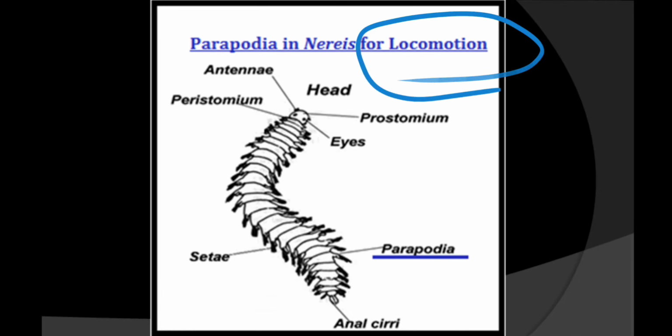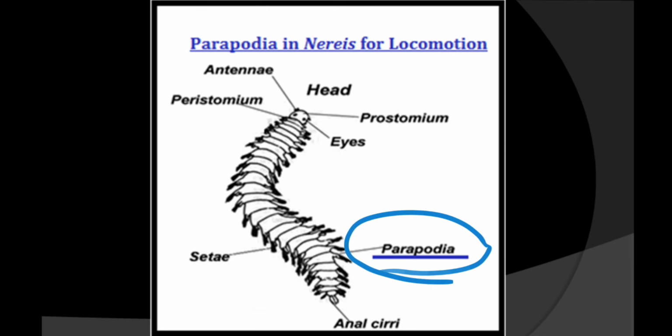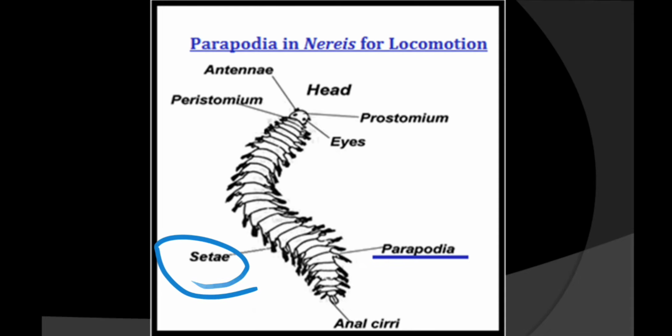So in some species parapodia are there for locomotion, whereas in some you will see only setae. Hair-like or bristle-like structures are known as setae. So in the earthworm body you will find only setae. Alright.